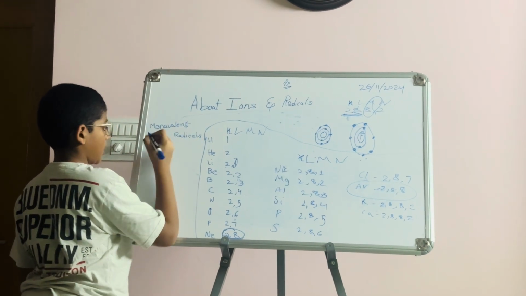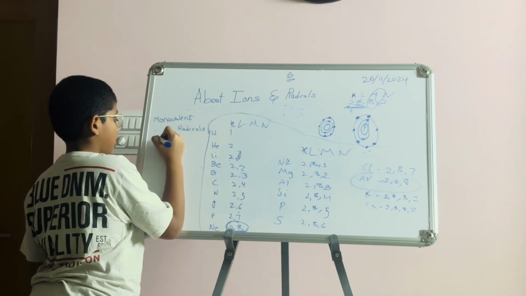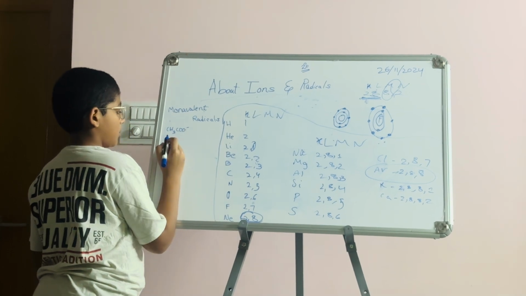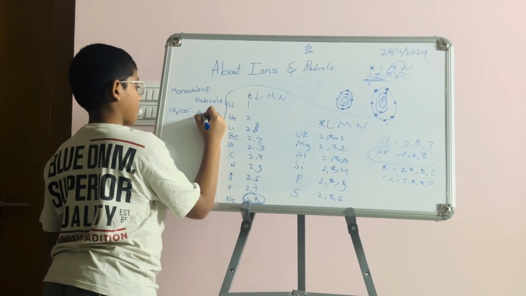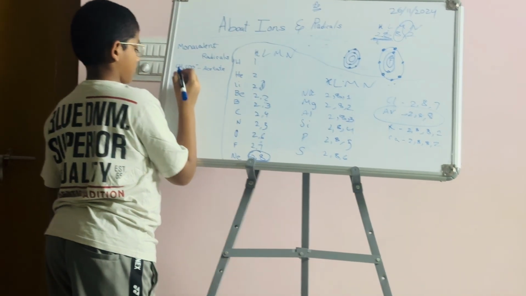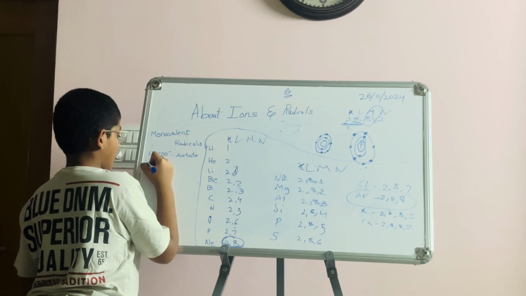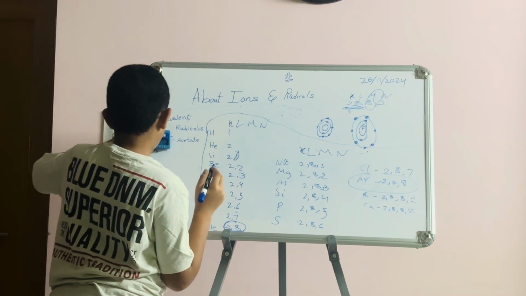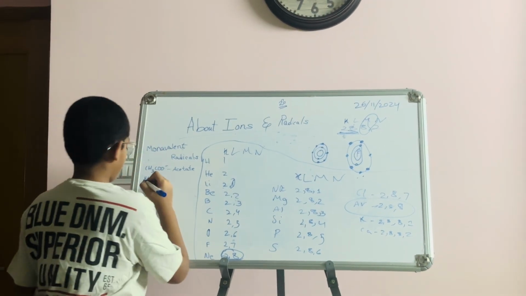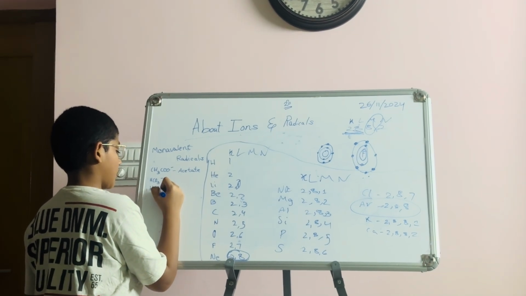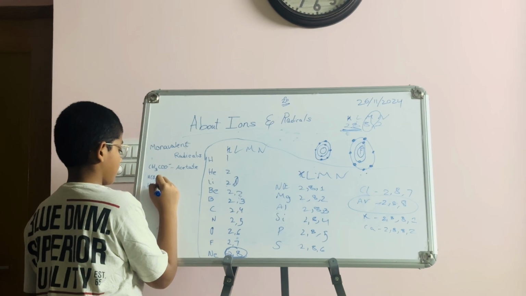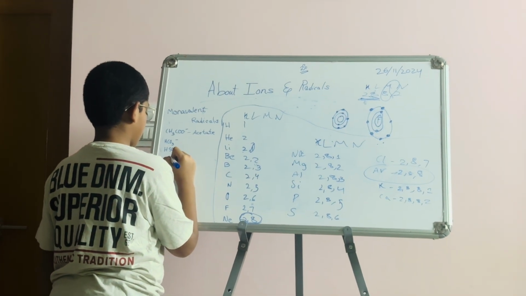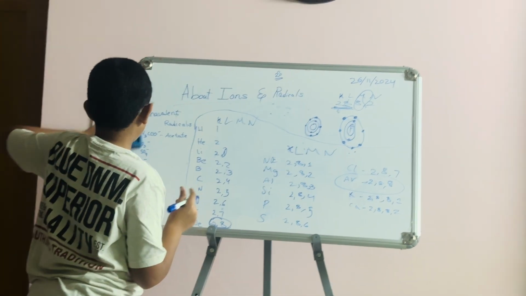Trivalent is also completed. Now let's go for monovalent negative, like CH3COO minus, acetate, HCO3 minus, bicarbonate, bisulfate, HSO4 minus, and cyanide, CN minus, and so on. We have a lot of them.